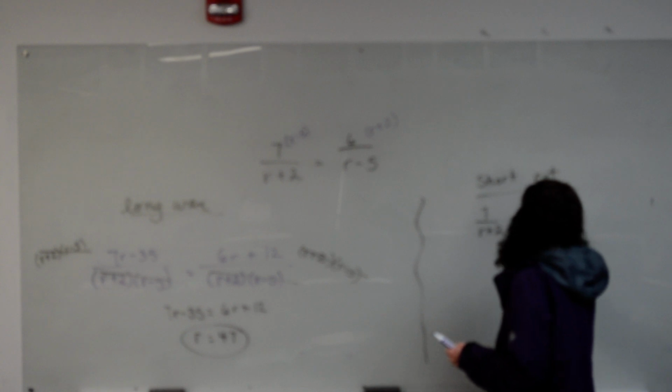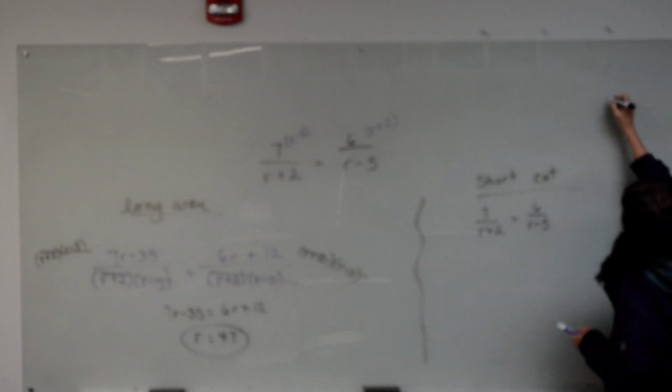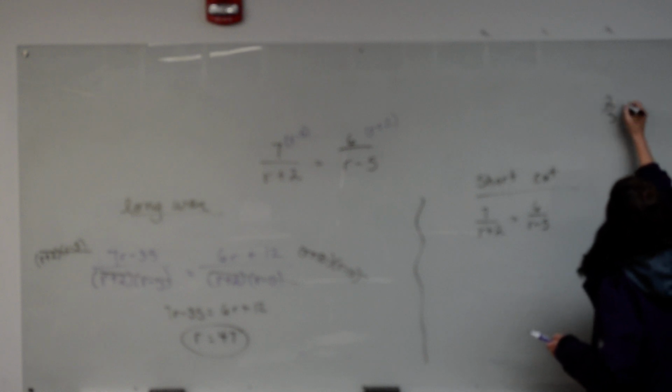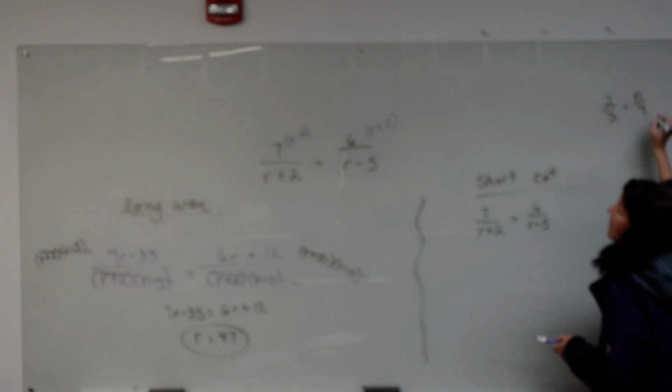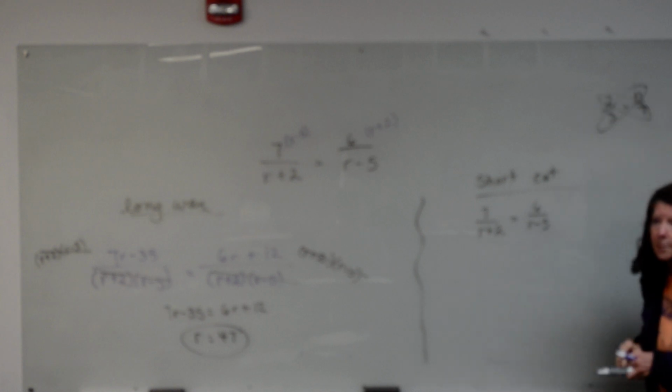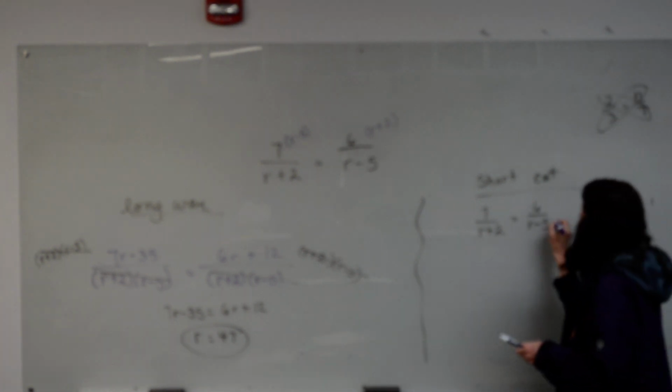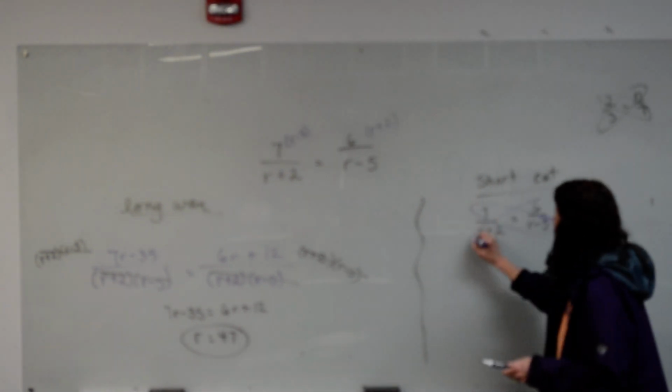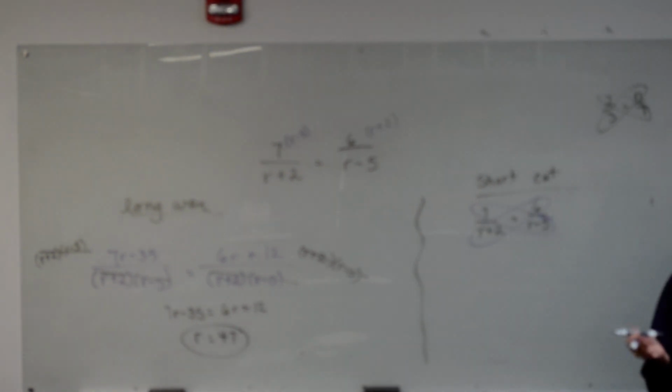Like butterfly. Remember when I had 2/3 equals n over 7? And I go this times this and this times this. Remember the cross product stuff? That's what I'm going to do here, because I just have two fractions.